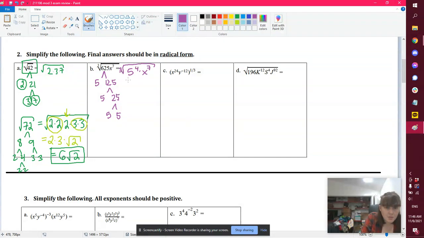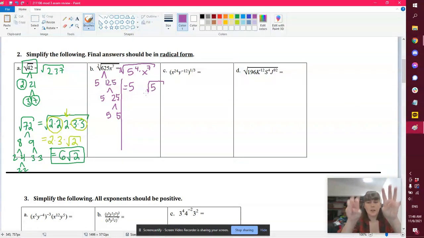And we're looking for groups of 3. If we've got 4 5s, that's one group of 3 with 1 left over. So the 5 comes out front. The 1 5 gets left over. If we've got 7 x's, that is 2 groups of 3 with 1 left over. So we bring out our 2 groups with our 1 left over. And that's our final answer.